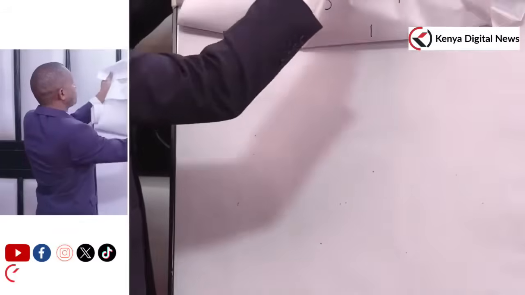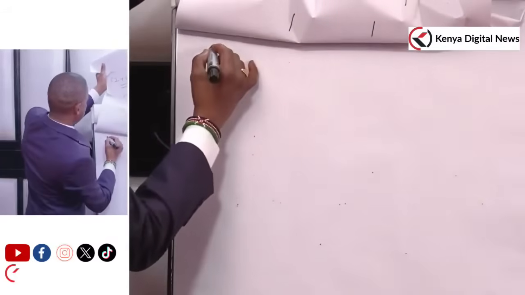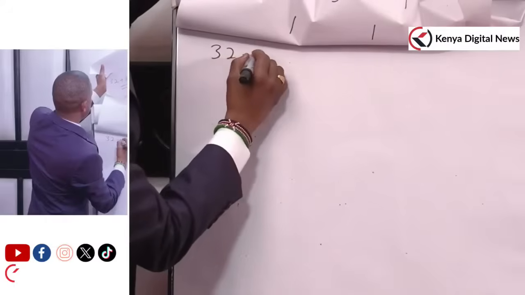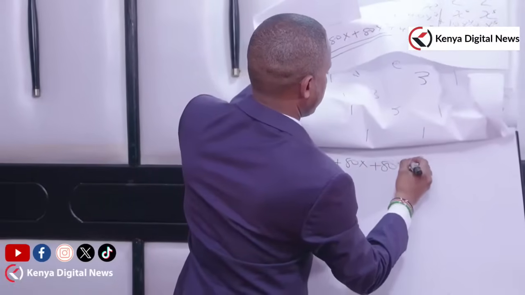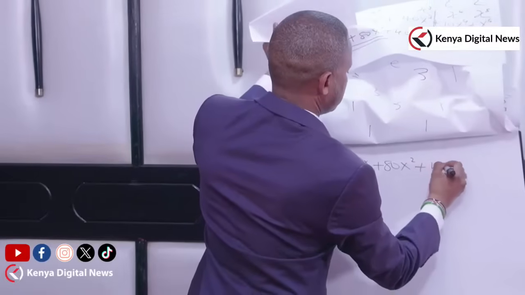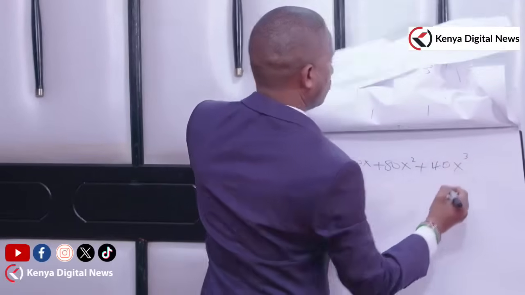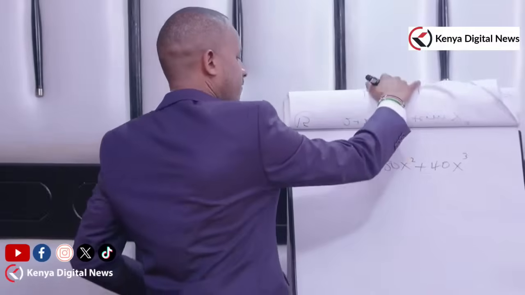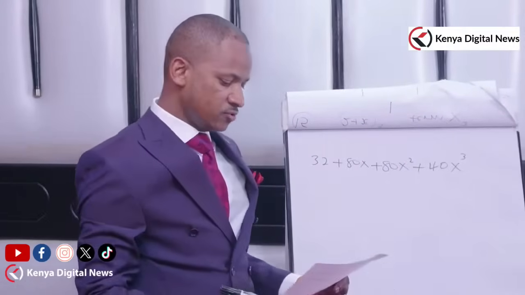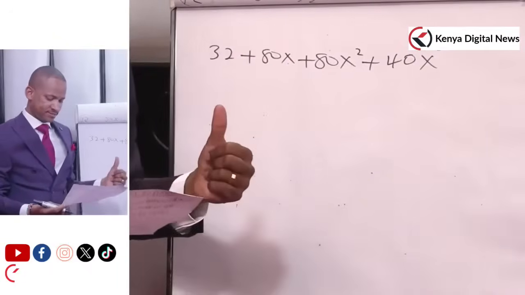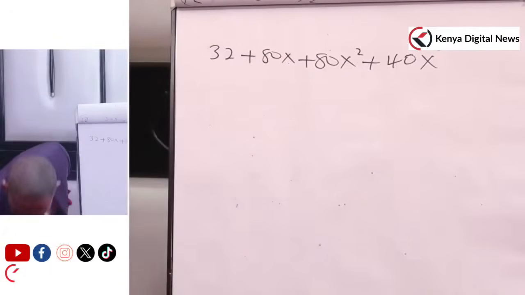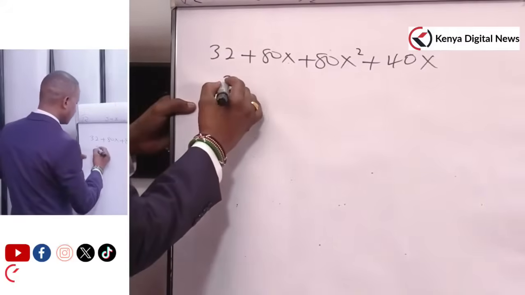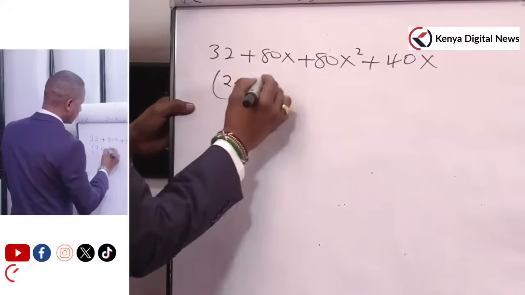Let me copy this here. 32 plus 80x plus 80x squared plus 40x cubed. The next part of this question tells you, hence, approximate the value of 2.03 raised to power 5.